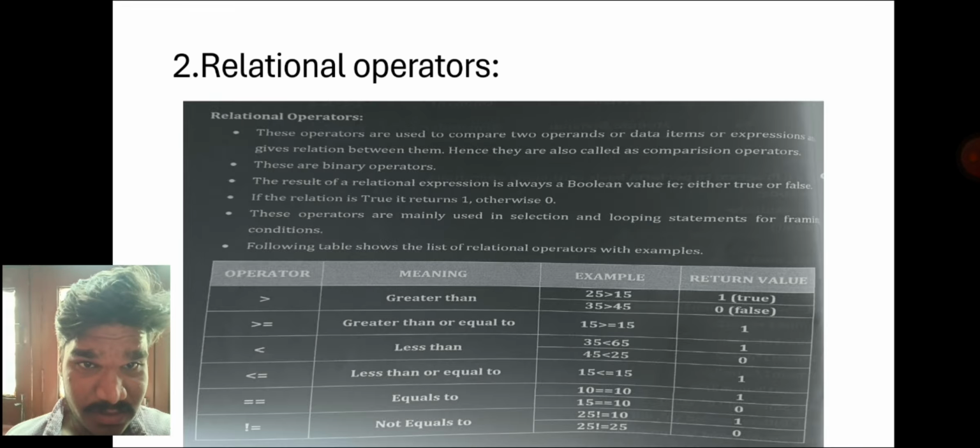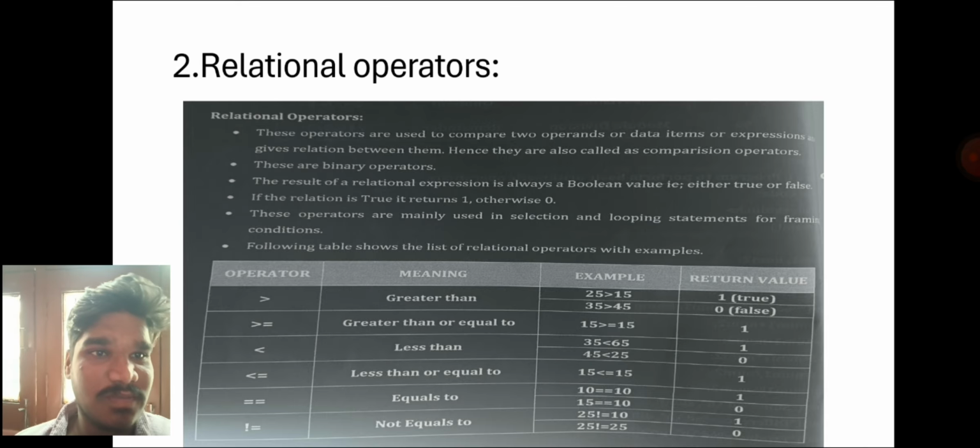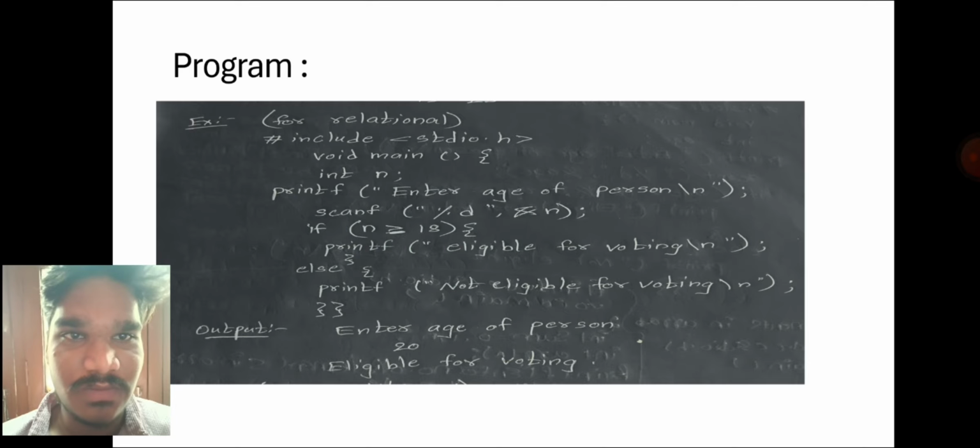Operators: greater than, greater than or equal to, less than, less than or equal to, equal to, not equal to. Examples: 25 greater than or equal to 15 returns 1. 35 greater than 45 returns 0, false. 15 greater than or equal to 15, true, 1. 35 less than 65, 1, true. 45 less than 25, 0, false. 15 less than or equal to 15, true, 1. 10 equal to 10, true, 1. 15 equal to 10, false, 0.